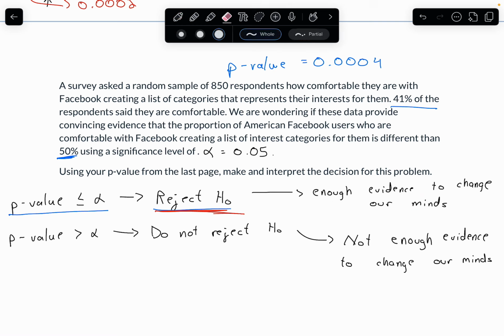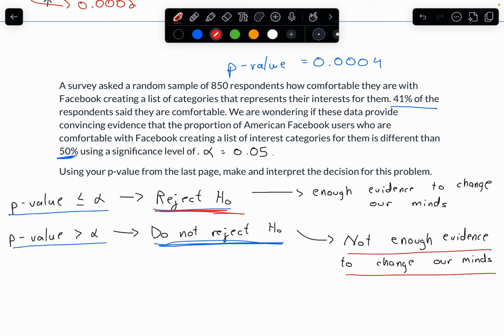And then the second case is if the p-value is greater than alpha. So if we have a slightly larger p-value, then we do not reject H0. Even if it is unlikely, you might say, there's not quite enough evidence. It's not quite enough to convince me to change my mind. So what we say in that case is there is not enough evidence to change our minds.